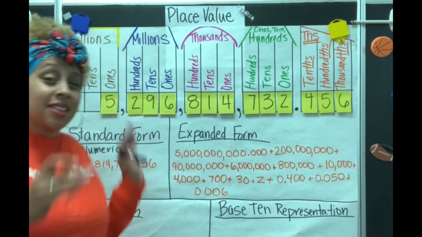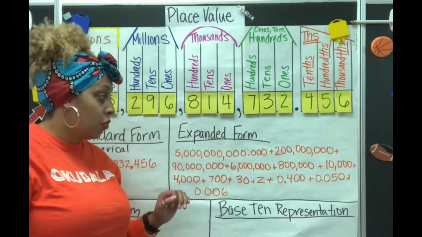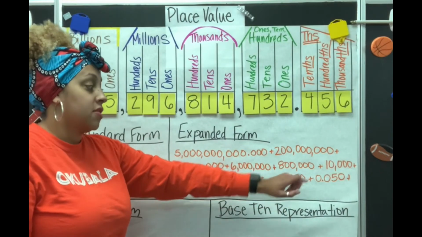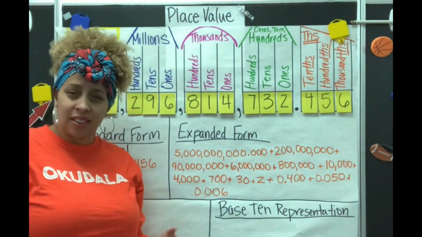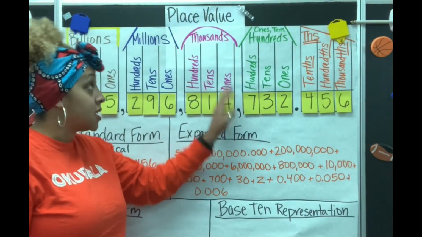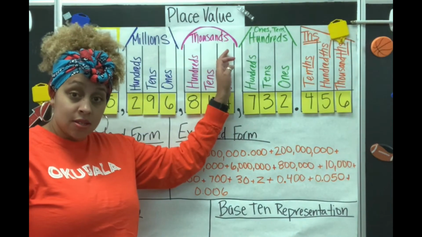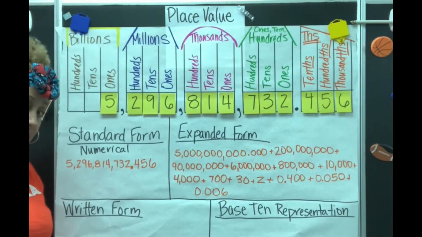When we put the house together, it changes. We don't say 4 tenths, 500, 6,000. So we don't read it like that. We put it together just like we do here. We say 814,000. Okay? We're going to do the same thing here. We're getting to that part right now.